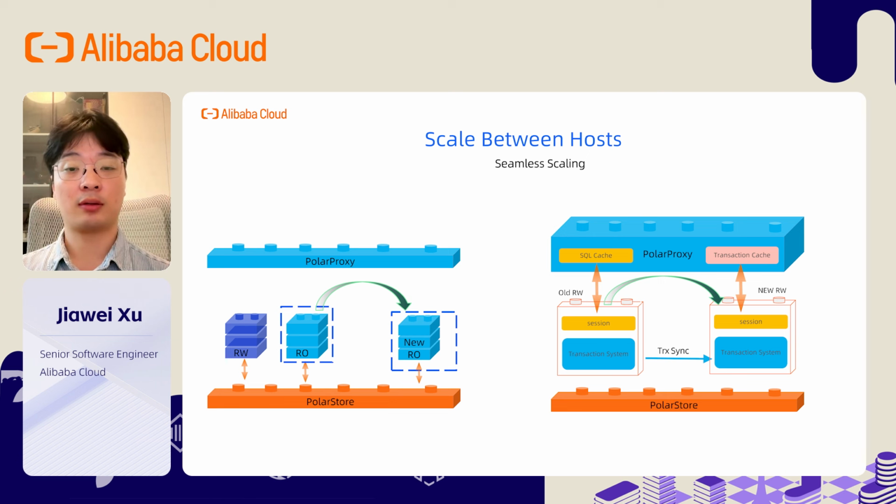For read-write nodes, if an increase in write traffic triggers migration, a new node is added. Then, leveraging PolarDB's seamless migration technology, transaction sessions and other critical information are synchronized to the new node, enabling a truly non-disruptive migration where transactions remain uninterrupted.